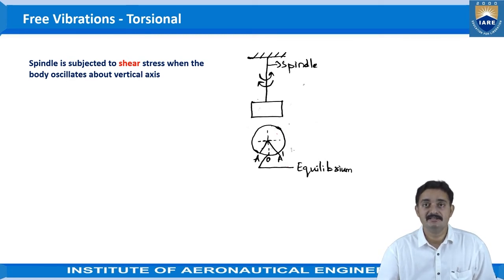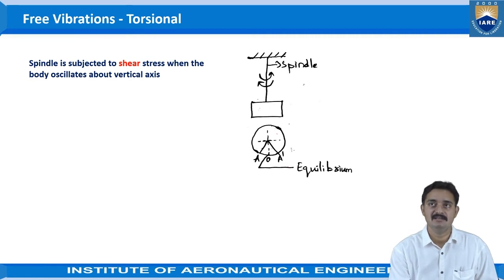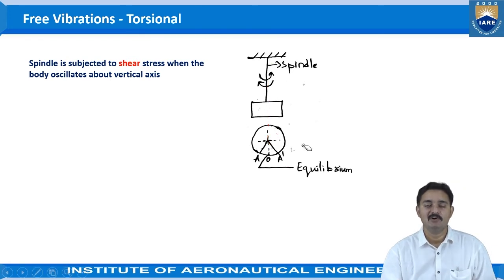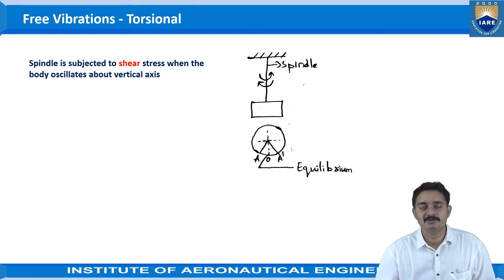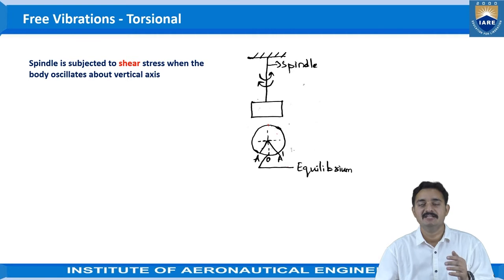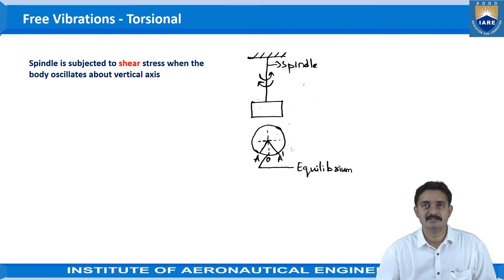The spindle is subjected to shear stress when the body oscillates about the vertical axis. This is the vertical axis. About that vertical axis, as the body oscillates, there will be shear stress induced by the action, and the spindle is subjected to shear stress when the body oscillates about the vertical axis.